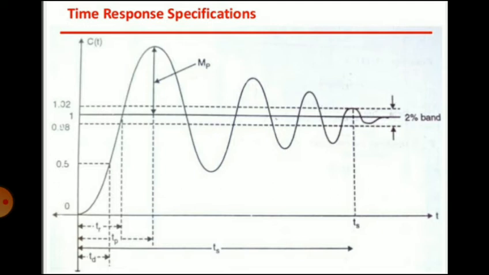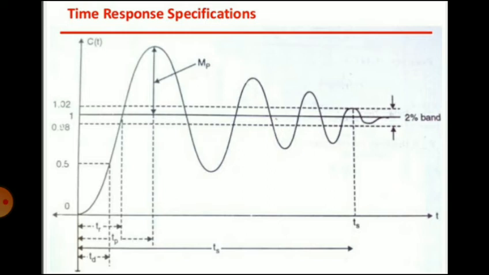transient response specifications. In this graph, you can see at the bottom there is a TD, which means delay time. It is a graph with time on the x-axis and the total response on the y-axis. TD, the delay time, is the time required for the response to reach 50% of the final value in the first attempt.